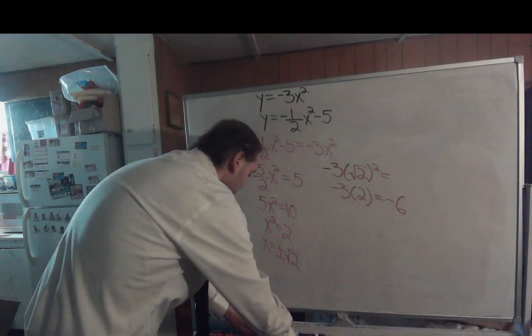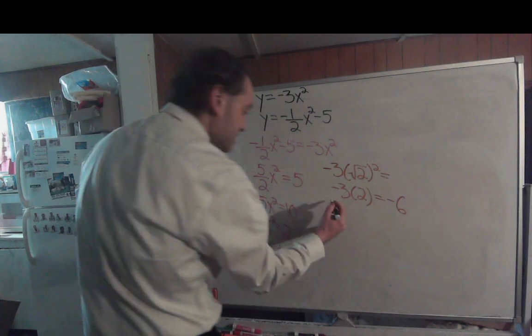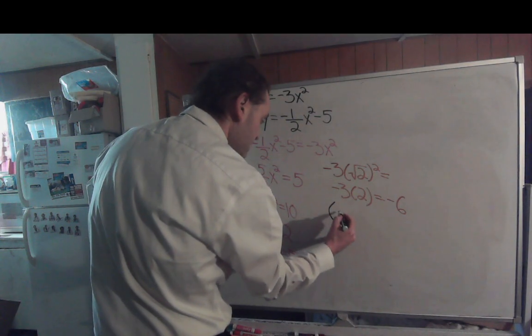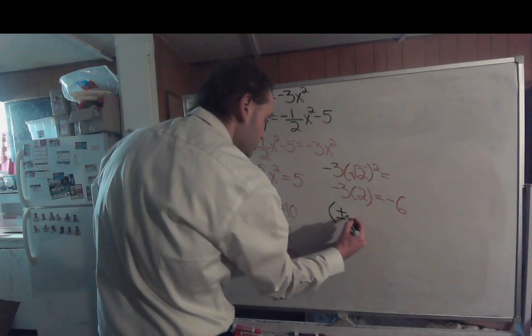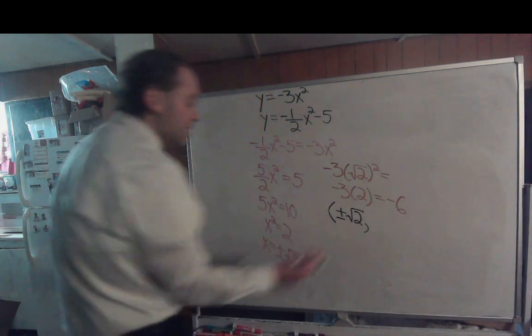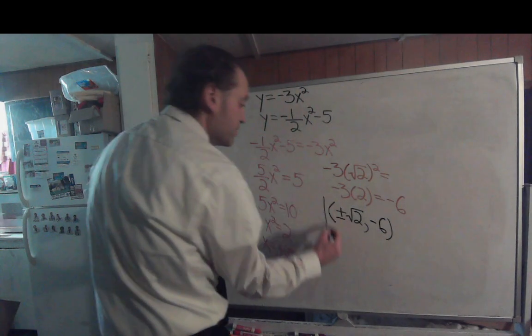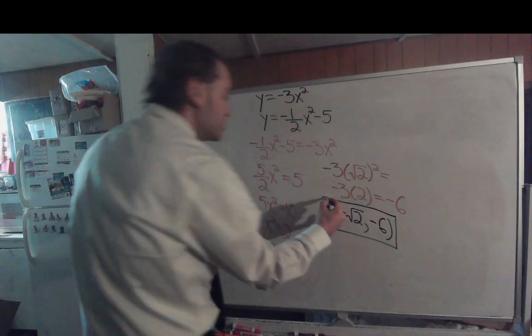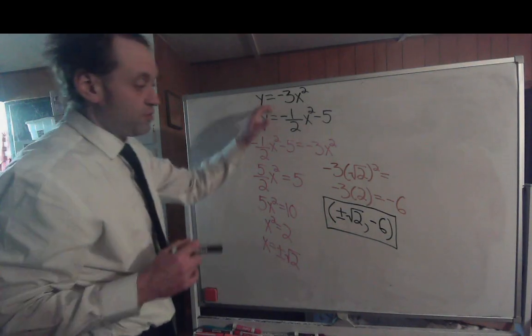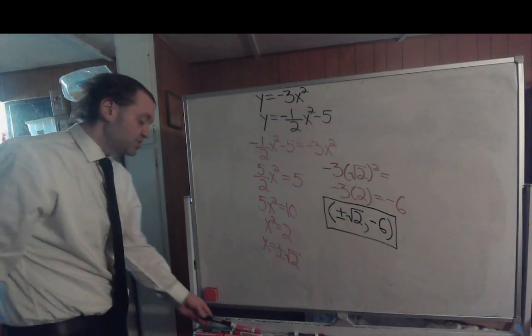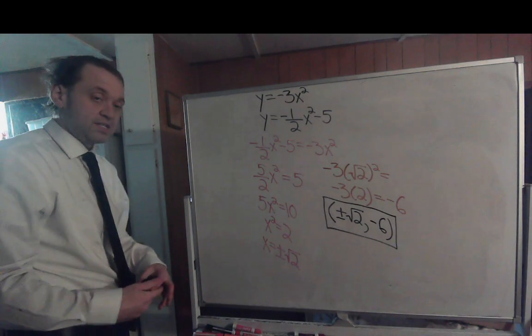So that means the parabola intersects at 2 points, at both plus and minus square root of 2 for my x coordinate, and then at negative 6 for my y coordinate on both of those. So those are the 2 points where these 2 parabolas would intersect, plus and minus square root of 2, negative 6.